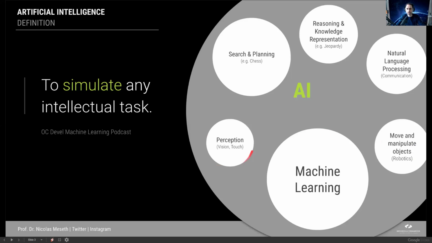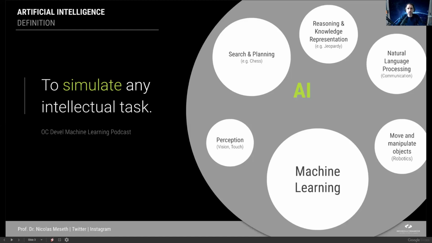And of course, perception, by which we mostly mean vision. So having computers learn to see. For example, when I see a video and I want to recognize a street sign or a car, in the case of an autonomous vehicle, this is computer vision. And touch, of course, is similar. It's just a different sense. So perception: have computers learn our senses that we use in the real world to get along.